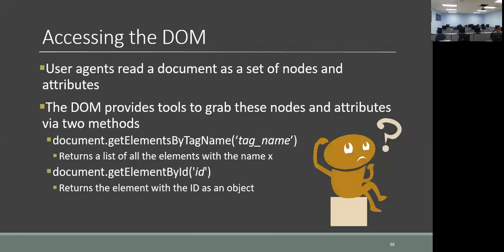So when you get this, you see that the object is document, and getElements is a method that allows you to access nodes in your document object model by the tag name, right?